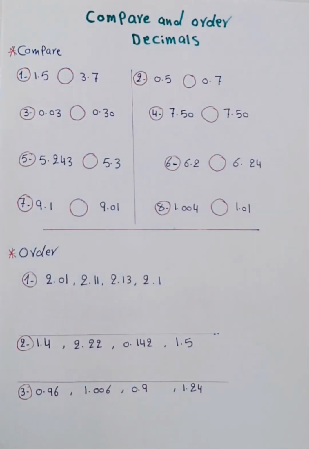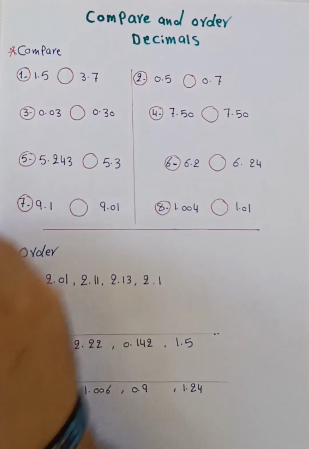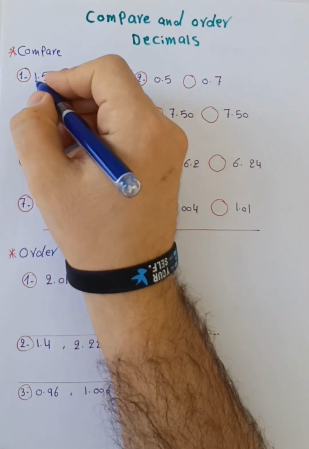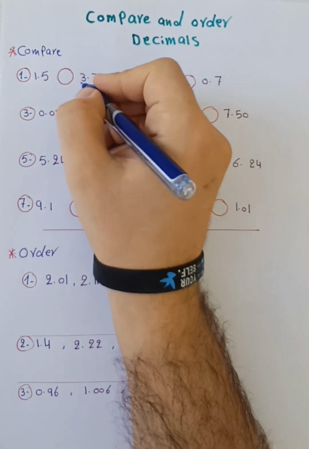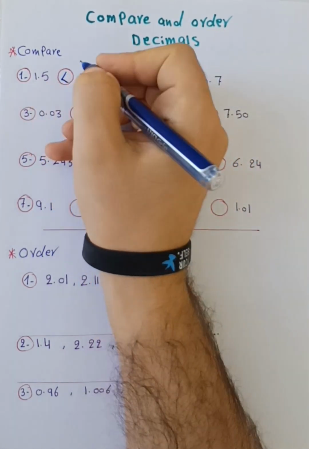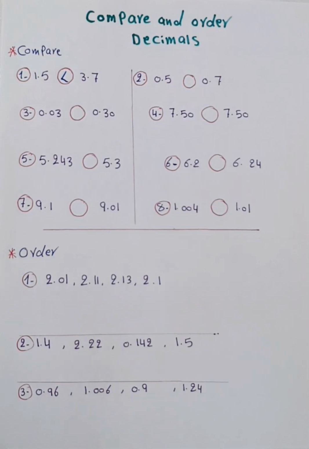We have to compare the decimal numbers one by one. The ones digit is 1 and the ones digit is 3. It means 3.7 is greater than 1.5.